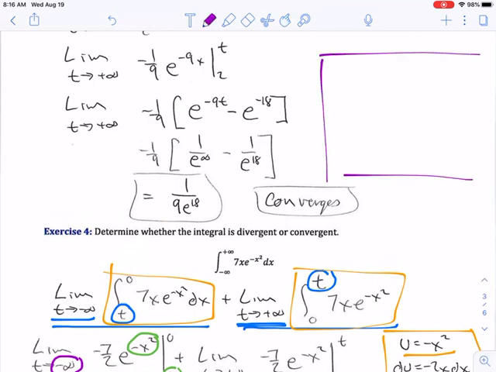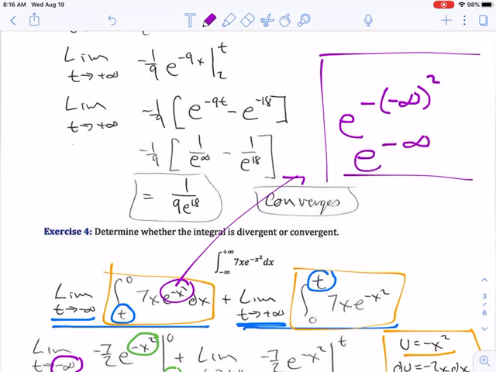So we have e to the negative infinity squared when we replace the x with negative infinity. Okay. So negative infinity squared is infinity. So now we have e to the negative infinity. So what is e to the negative infinity? It is 0. How do I know that?